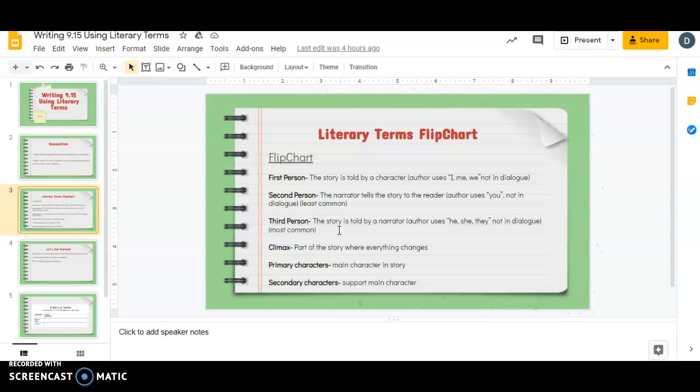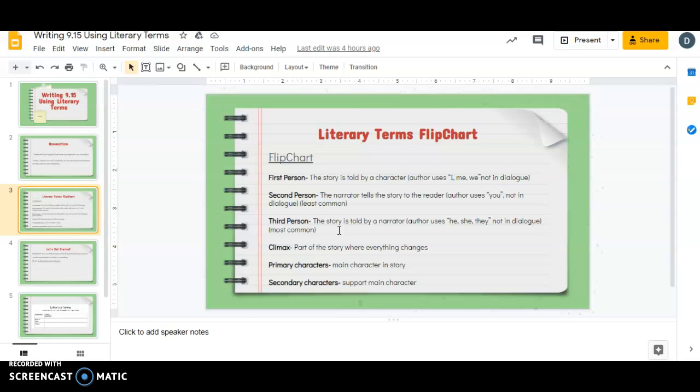The next thing we're going to talk about is the climax. That is the part of the story where everything changes. If you've ever done a story map before or a story mountain, it's usually at the top of the mountain, meaning that once you get to the top, then you kind of change directions and go down. Well, that's when the story changes direction. So something big happened, and the direction that the story is going in changes. Something intense for the characters.